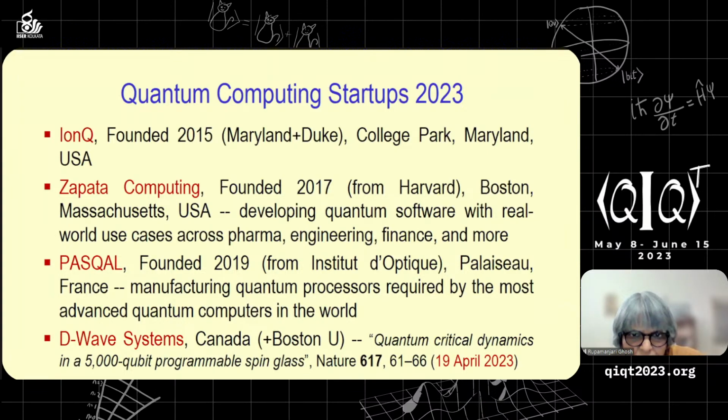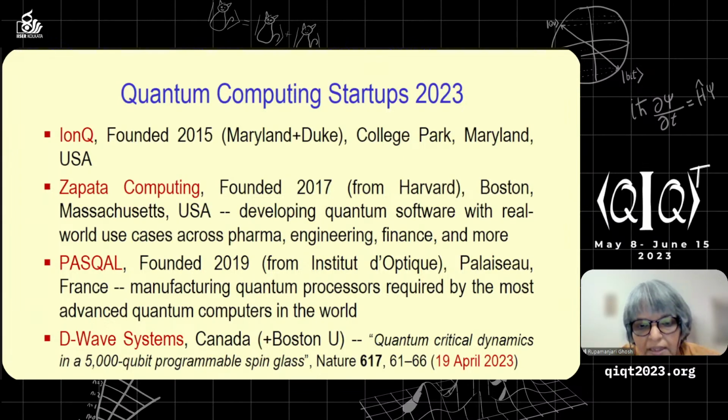Then Zapata Computing, again in the US, came from the Harvard group, and they are developing quantum software with real world use cases across pharma, engineering, finance, and more. Pascal is a very interesting one. It's a French one. It started in late 2019, and they're manufacturing quantum processors required by the most advanced quantum computers in the world. So imagine youngsters putting up this startup, which will now manufacture quantum processors and is available in the market.